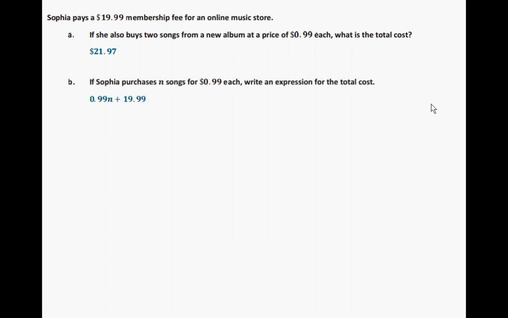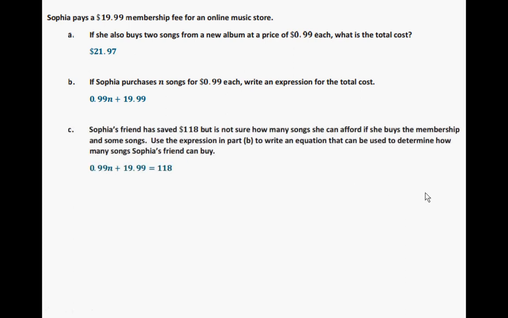So if she purchased some amount of songs, which we'll call N, for 99 cents each, write an expression for the total cost. Well, then that would be 99 cents times each song, which is N, plus the membership fee, which is $19.99.